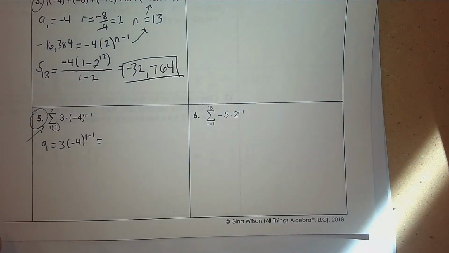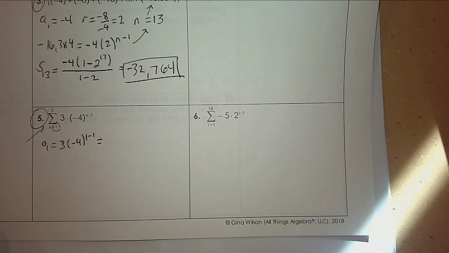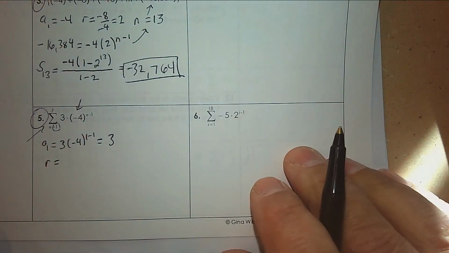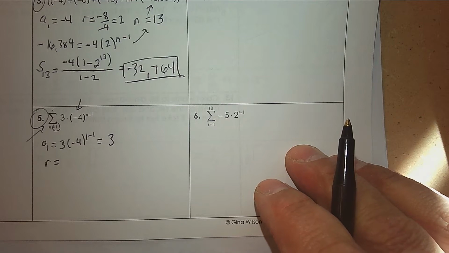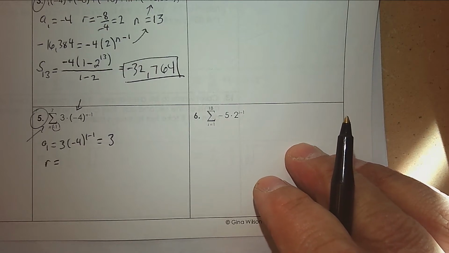Okay? You don't need a calculator. 1 take away 1 is 0, and of course negative 4 to the 0 is 1. And then 3 times 1 is 3, so the first term is 3. How do I know, by the way, this is geometric? Because it's exponential, right? Because the rule is exponential. The variable's in the exponent.